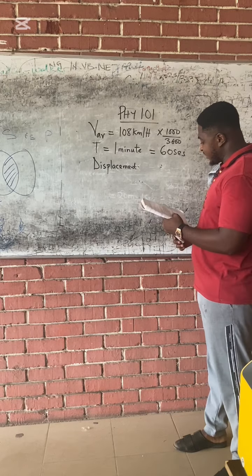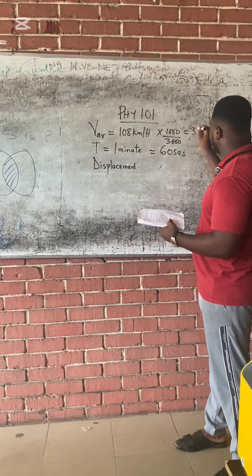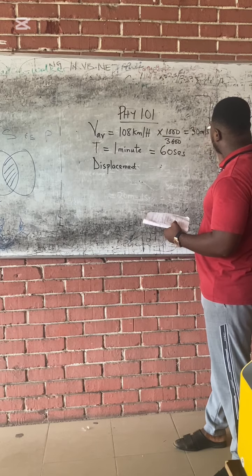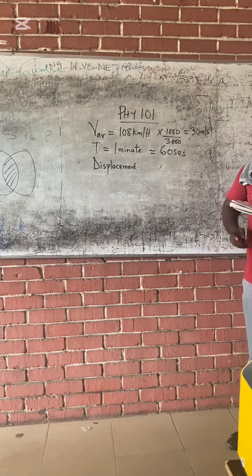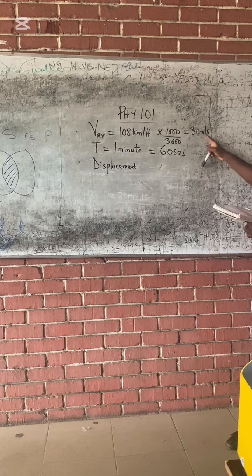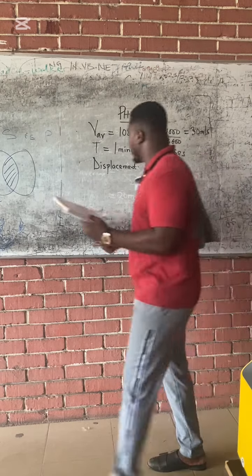So 108 times 1,000 divided by 3,600 gives 30. So we have 30 meters per second. Class, our average velocity is 30 meters per second. Our time is 60 seconds. We are looking for displacement.